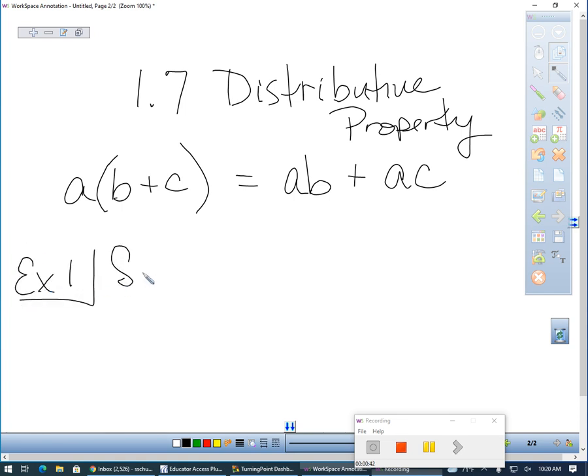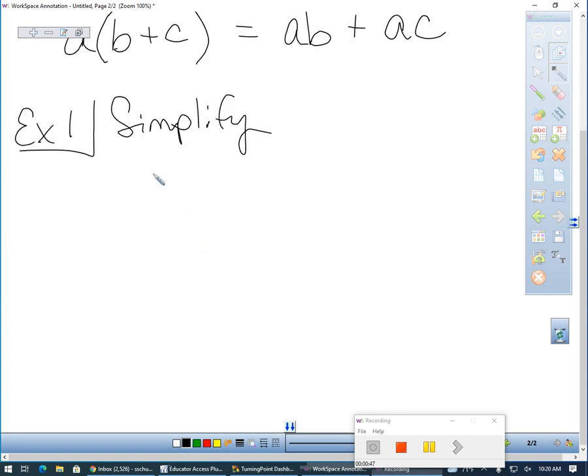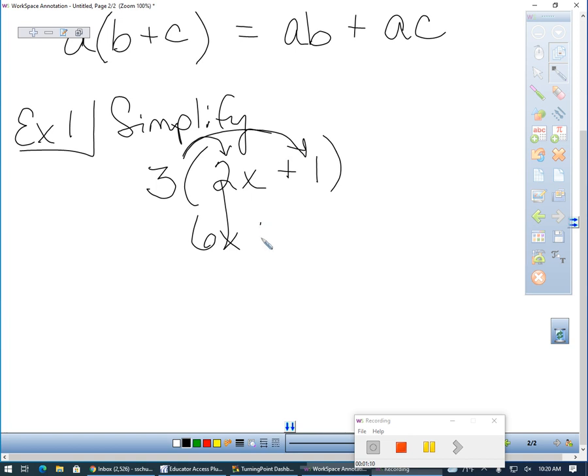It's going to ask you to simplify. If we have, let's say, a 3 outside our parenthesis of 2x plus 1, it means that when you have something right next to it, you have to multiply by that number, right? So we're going to take our 3 and multiply 2x, which gives us 6x. And we're going to take 3 and multiply 1, which gives us 3. You're at the end of the parenthesis, you're done distributing. That's our final answer. There's nothing else you can do with it. 6x plus 3.